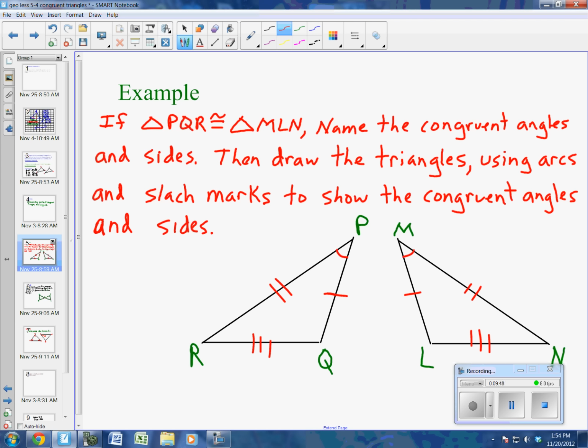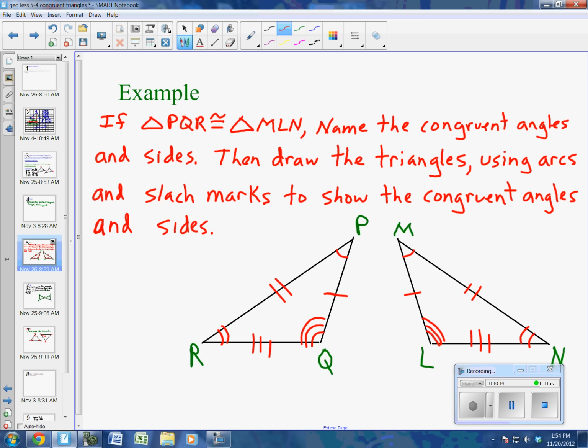This book, you guys, is different than most books I've seen. This is how this book does it. By the way, which one does R correspond to? So it puts 2 marks, corresponds to N. And Q corresponds to, so I'm going to put 3 marks on this one, 3 arcs.